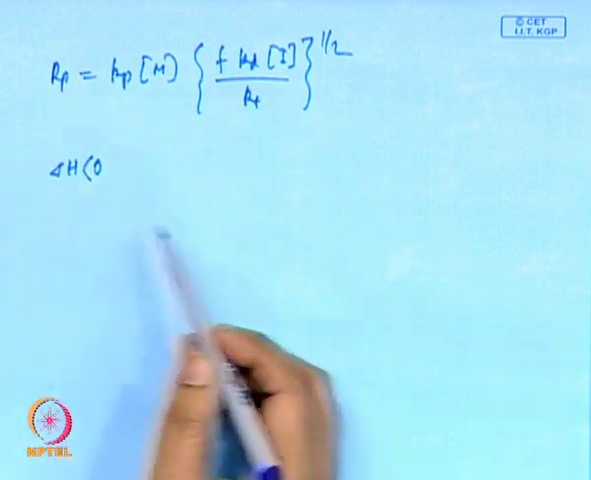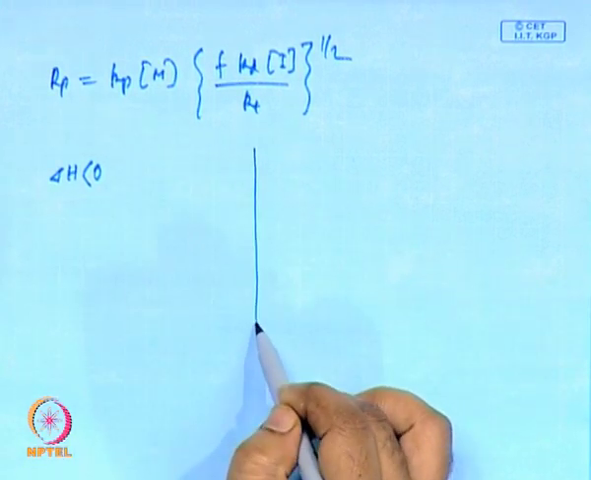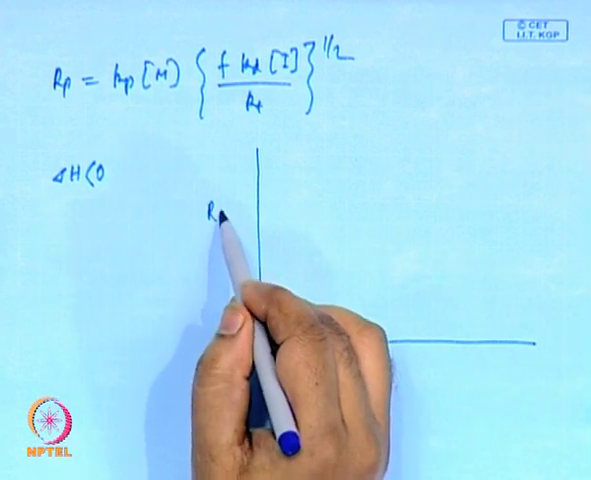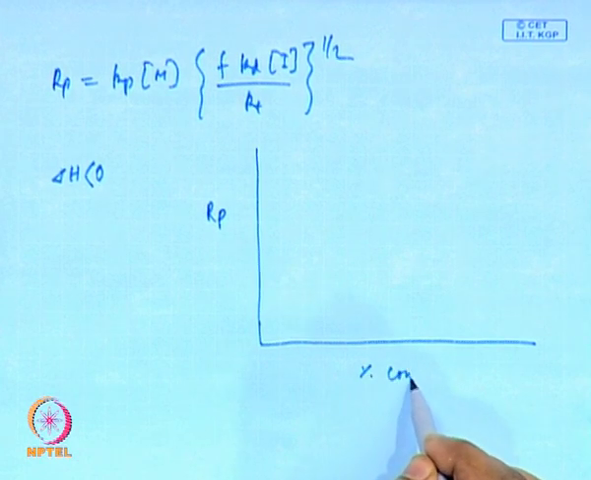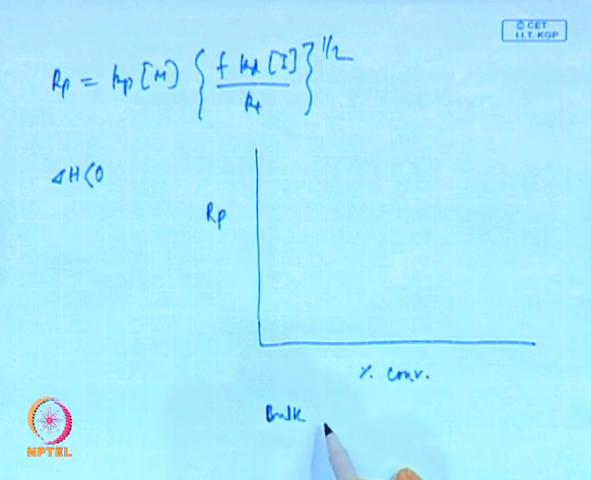Now, if I consider this, then how will this rate look like? So, let us plot Rp versus conversion for a bulk polymerization, that means up to 100% conversion.